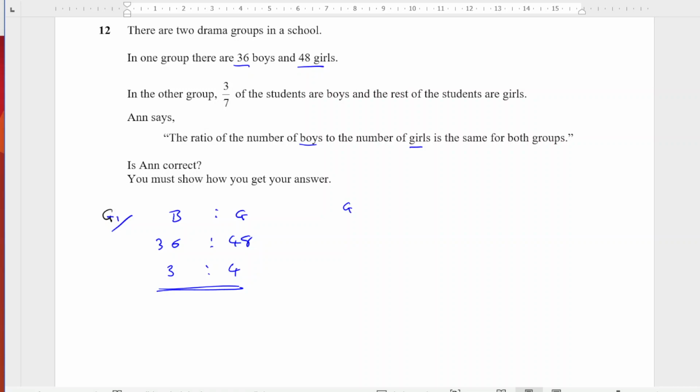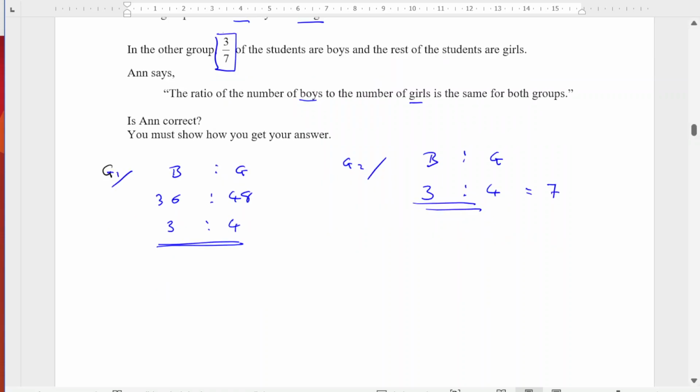For group 2, the information's given as a fraction. So if we do boys to girls, essentially 3 out of 7 parts are boys. And if 3 out of 7 parts are boys, then that means that 4 out of 7 parts would be girls. So again, we do have the same ratio. So is Anne correct? Yes, Anne is correct.